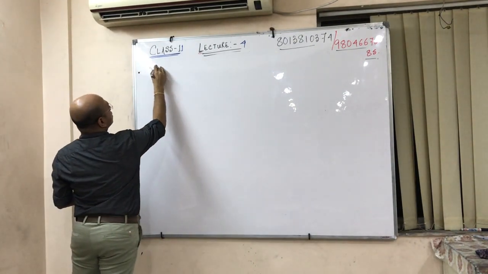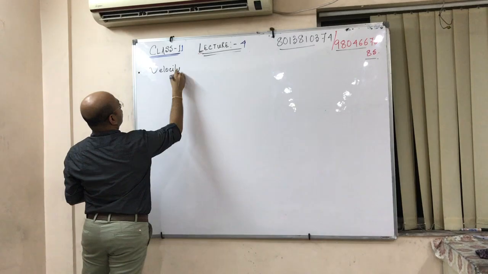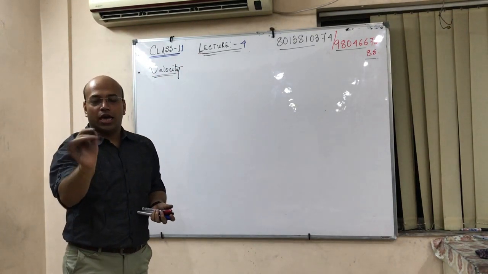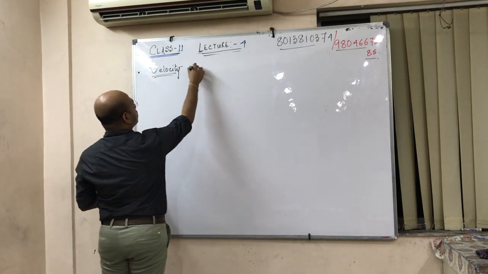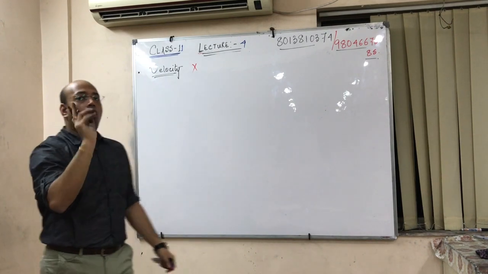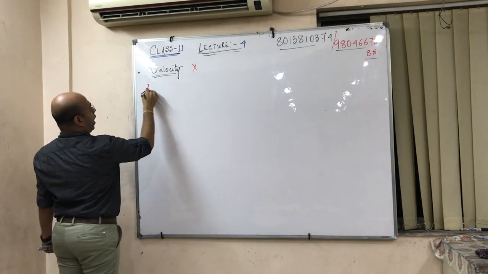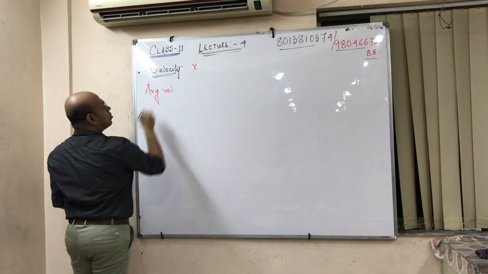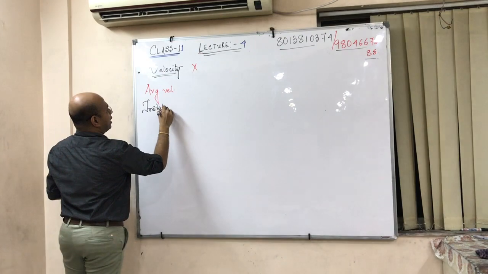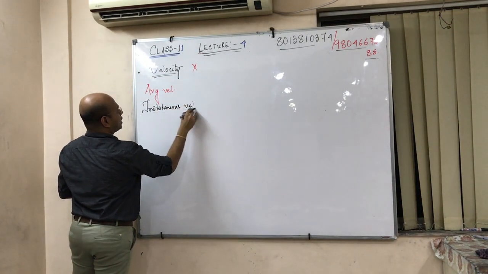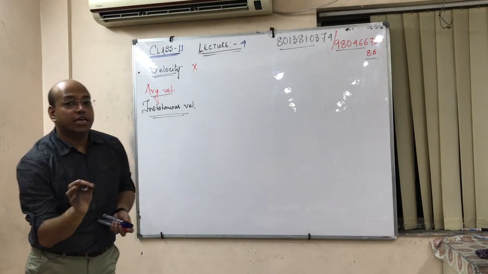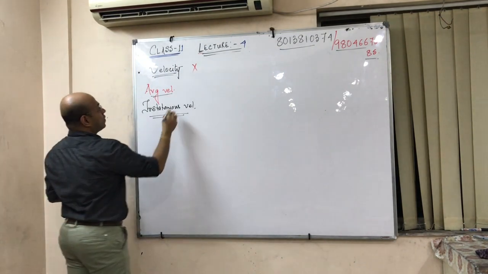Now, this time, what is velocity? Sir, what is velocity? There is nothing called the term velocity. It's a wrong thing. There are only two terms possible. One is average velocity, another is instantaneous velocity. Two things can happen: one is average velocity, one is instantaneous velocity.